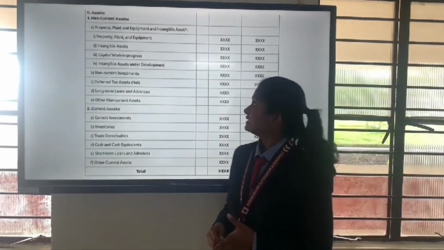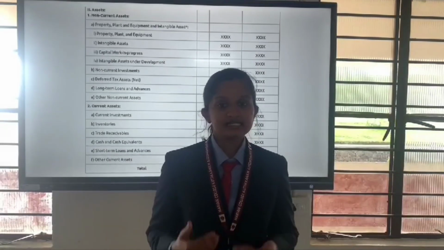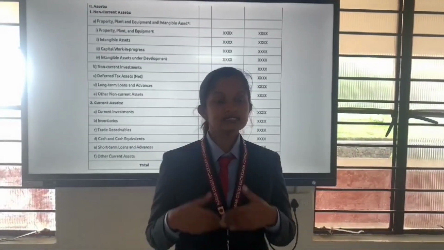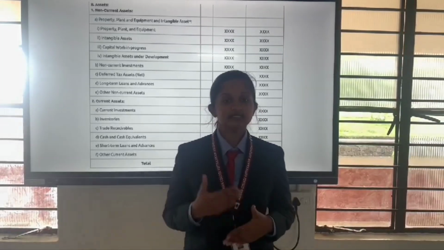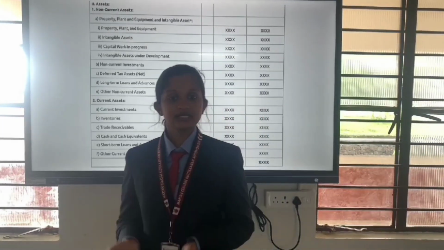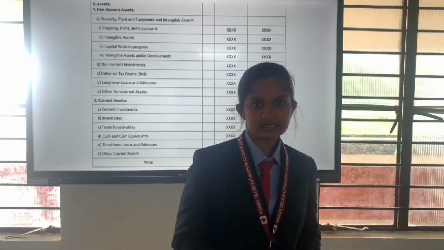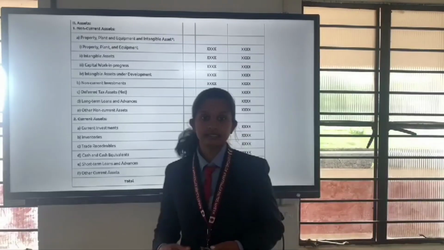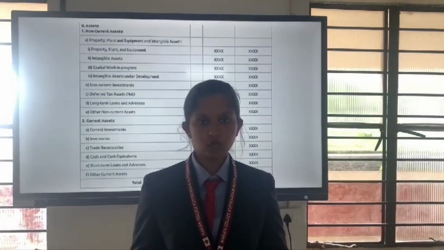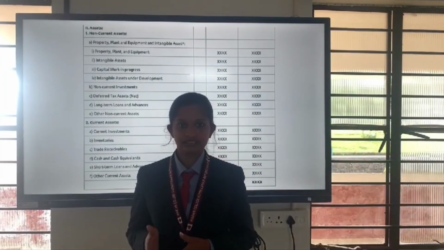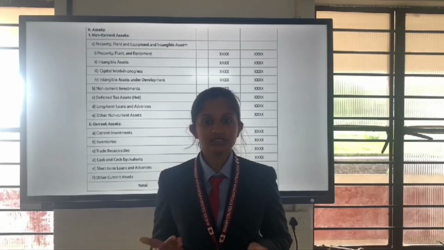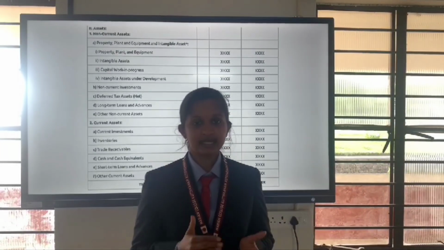And the next one is capital work in progress: assets under construction that are not yet operational. And the next one is intangible assets under development: intangibles that are being created. The next one in non-current assets is non-current investment: investment intended to be held long term. And the next one is deferred tax asset: tax benefit to be used in a future period.